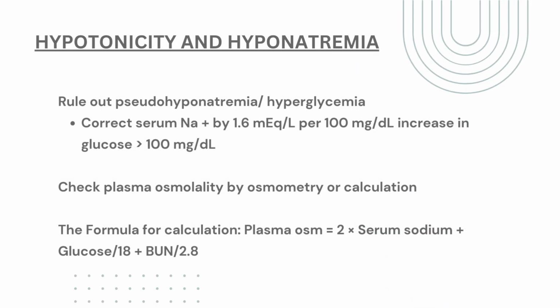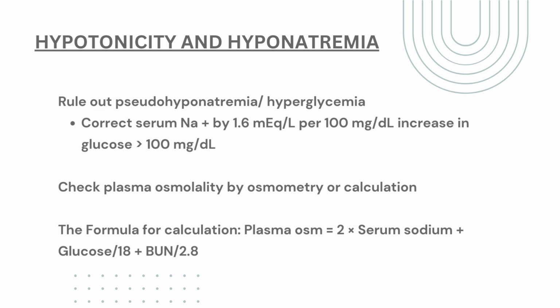Sodium is the major compound that leads to tonicity of our plasma. So if sodium is less, tonicity of our plasma is also less. There are certain exceptions to this rule, like pseudohyponatremia or hyperglycemia, where high lipid levels or high protein levels in blood can give rise to hyponatremia.